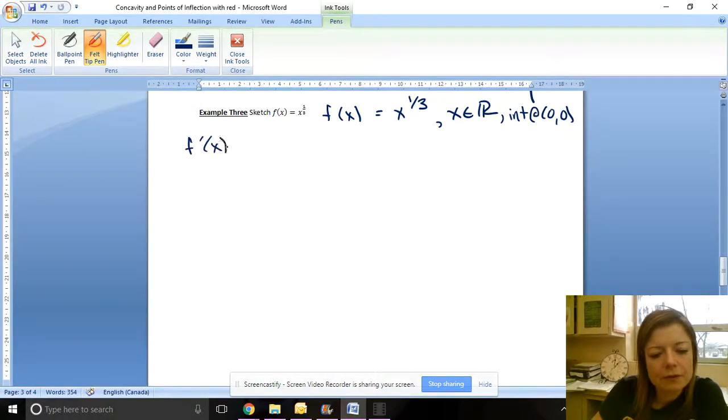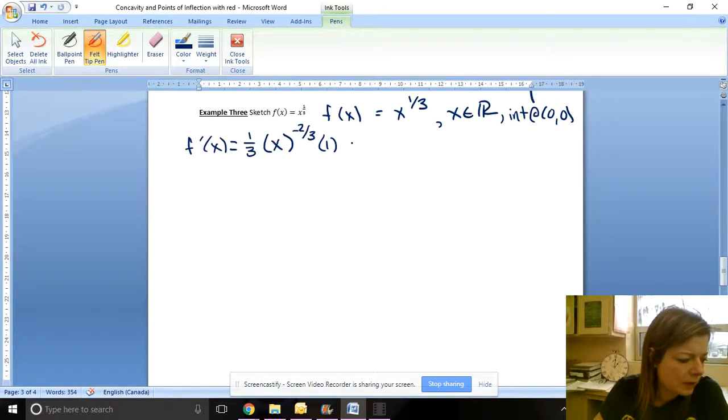So let's find the first derivative to help us find any critical points. So we take down the 1/3, and then we have x to the negative 2/3, then just times 1 using the chain rule. Okay, so that can be simplified to 1/3 times x to the 2/3 in the denominator.